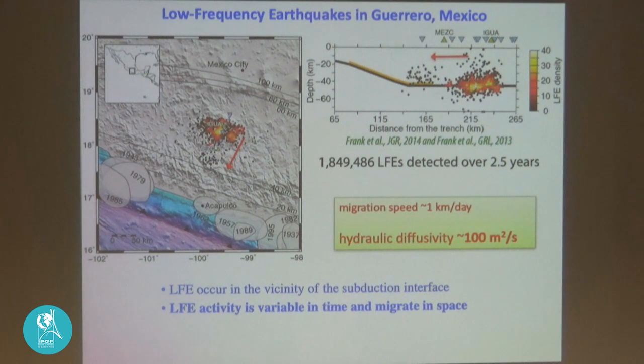But all this obviously remains to some degree speculative, and we need more observations to confirm or reject different hypotheses. In particular, the two cases that I showed you were based on a very simple exercise. We just detected, located, and counted earthquakes, considered their migration, and interpreted the migration rate. We didn't do anything about magnitudes, moments, mechanisms, and so on. So there are a lot of things to do.